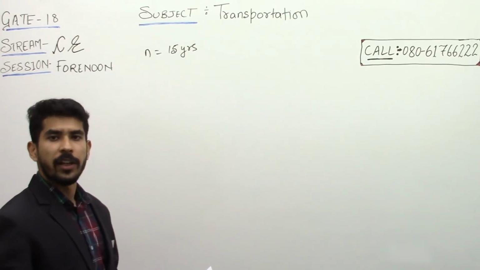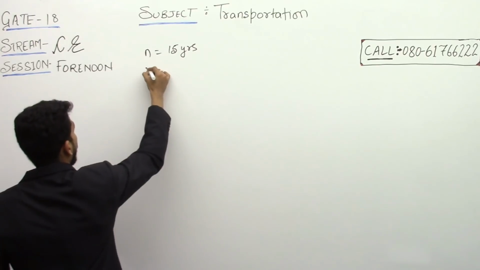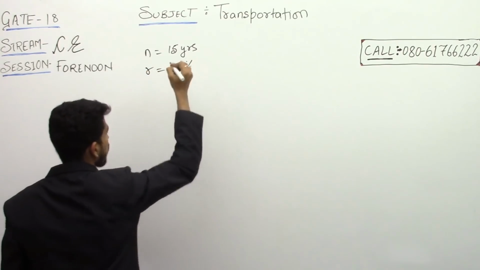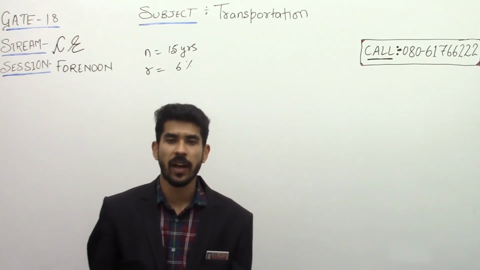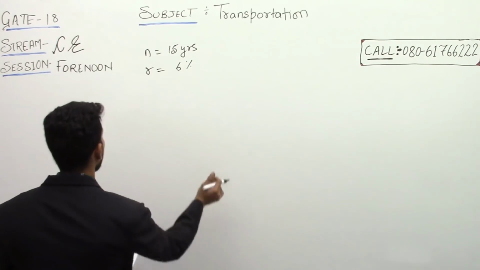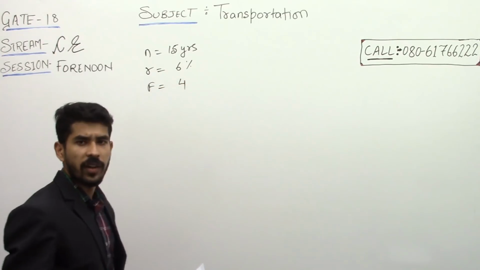Then he says the rate of growth of traffic as 6%. So R, rate of growth of traffic, he is saying as 6%. Then he says the vehicle damage factor is 4. So F is equal to 4. Vehicle damage factor is 4.